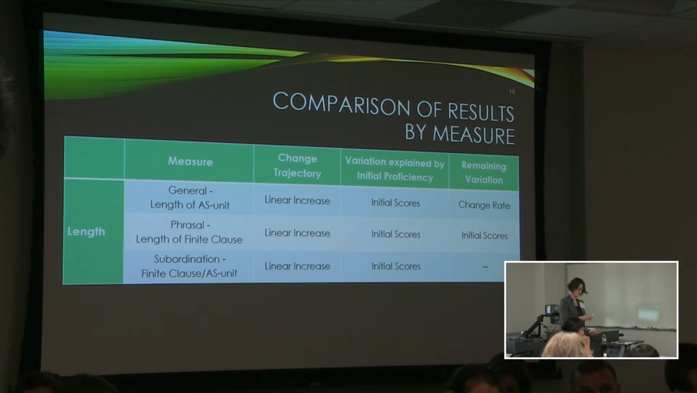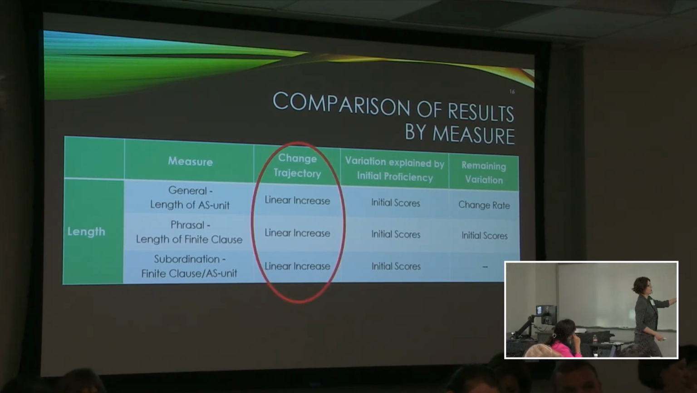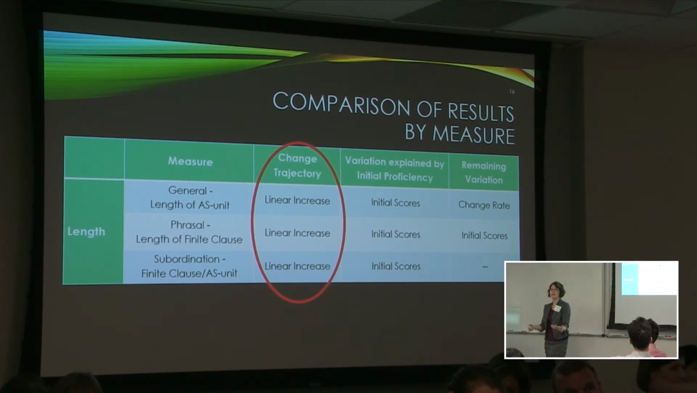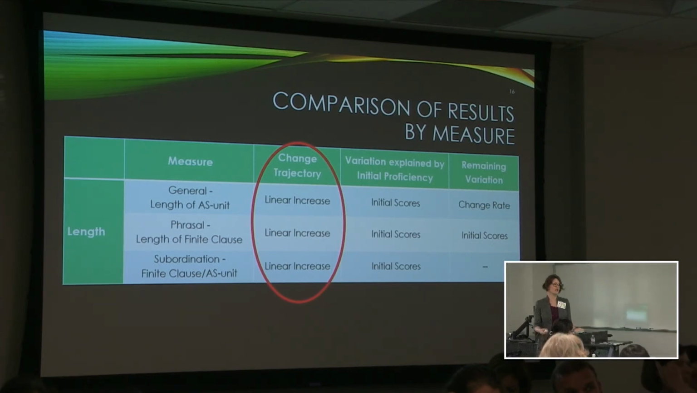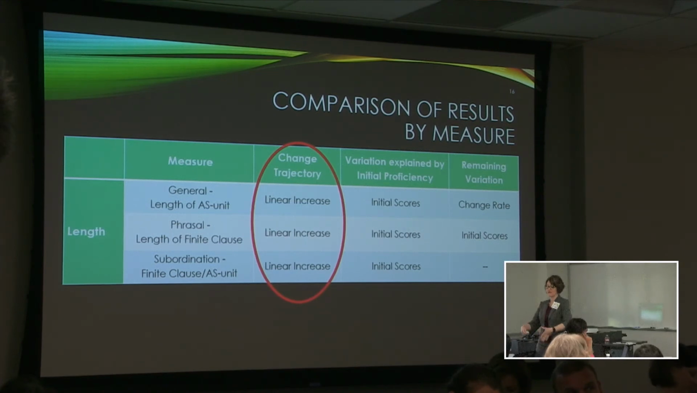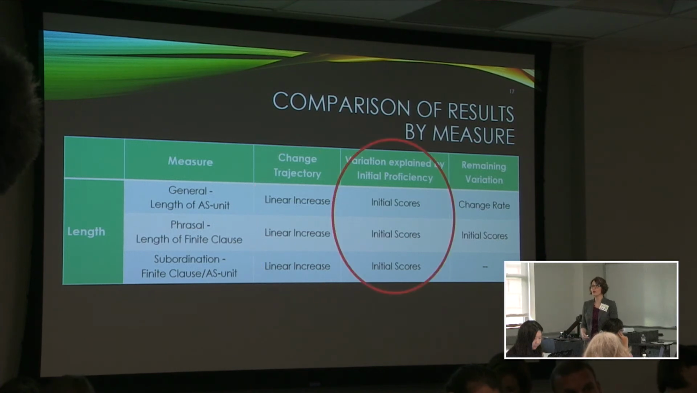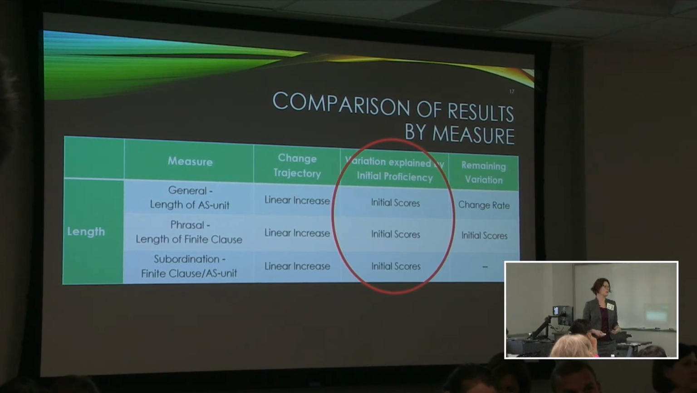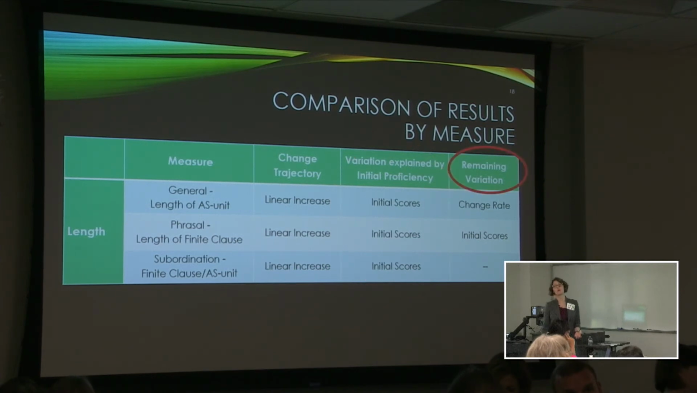This is my summary. Okay, so what do we see? Well, first, all of these measures, the length of AS unit, the length of finite clause, and subordination, all captured a linear change over time. So yay, the learners improved. Yay, it's an instructed context, right? So they grew. They could produce more longer AS units over time. We also see that each of these 3 measures captured the variance based on initial scores. And there were remaining variation.